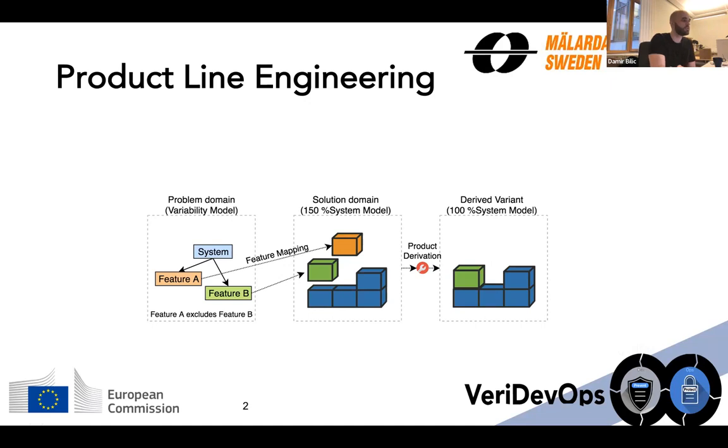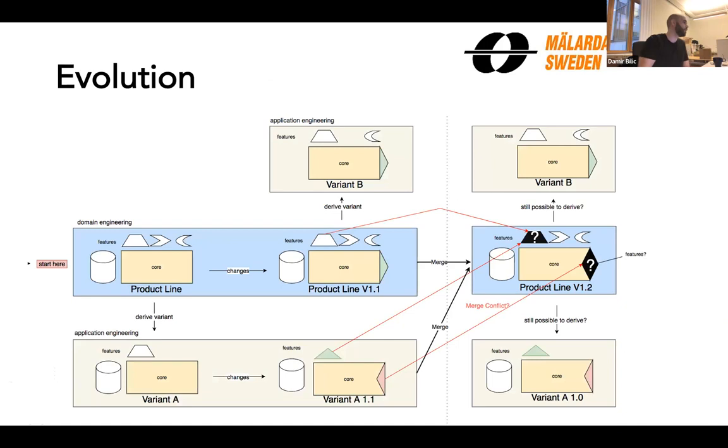But now the challenge is about the evolution of these systems. There are two main options for how we can evolve these systems, and let's go through both of them here. So you start with the product line. You have a core and some reusable features that you can put on the core, and they can be configured in different ways. Then one option, when you need a product that does not exist in the product line, is to make it by changing the product line.